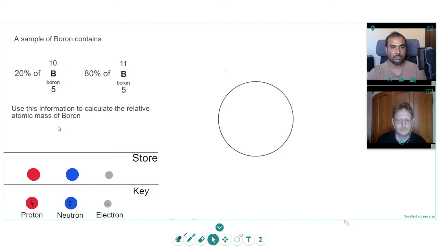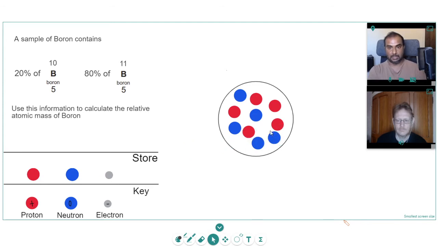So we've got 5 protons and 5 neutrons. Put that there. So that's the 5 protons and 5 neutrons, giving us a total atomic mass of 10. Excellent. So could you do the same again for the boron 11 isotope?